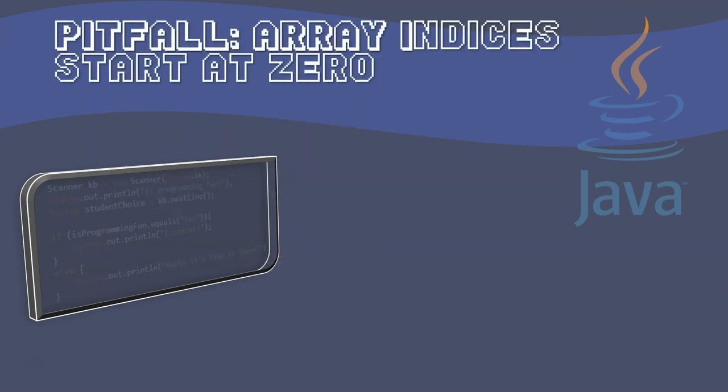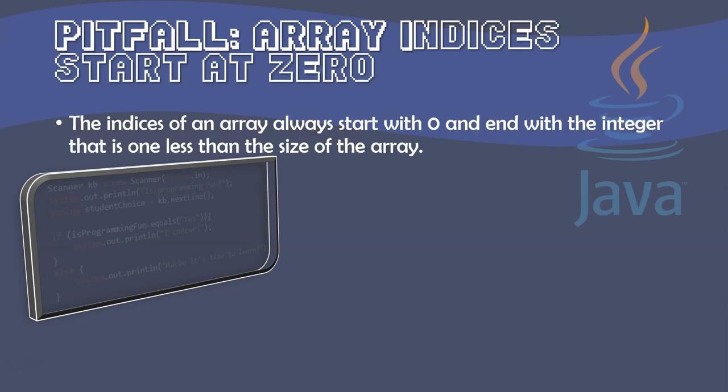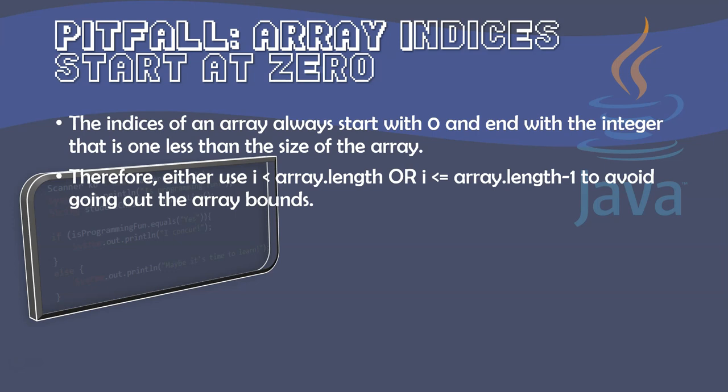Now there is a pitfall when we start using arrays, and that is that array indices start at 0. The indices in an array always start at 0, and end with the integer that is 1 less than the size of the array. So that's like the array length minus 1. Therefore, in our for loop, we would say i < array.length, or i <= length - 1, to avoid going out of the array bounds.